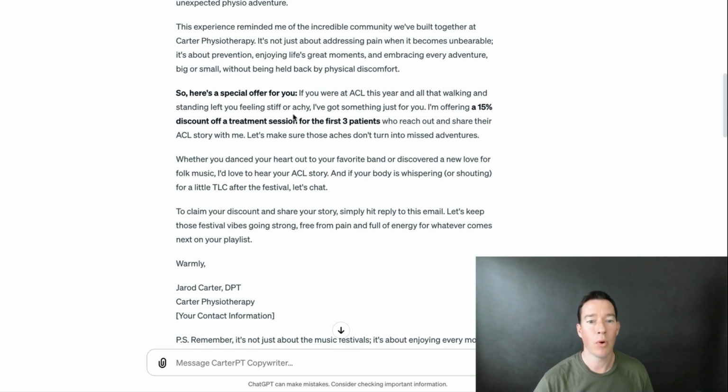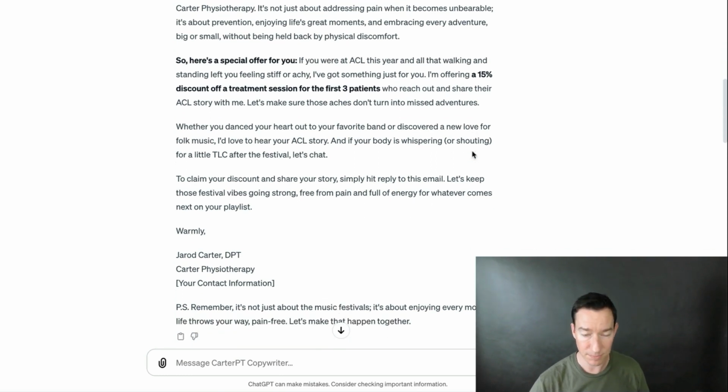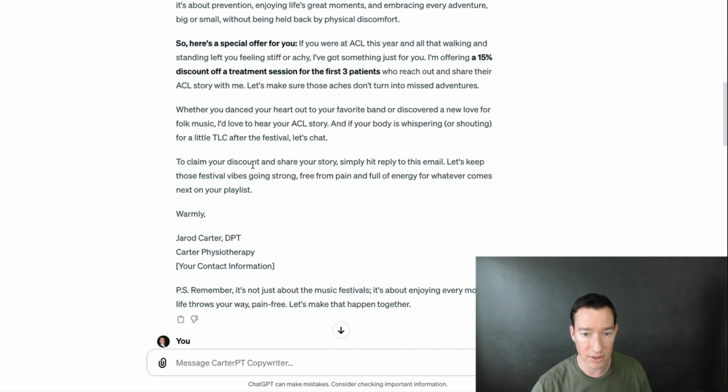If walking and standing left you feeling stiff or achy, I've got something just for you. 15% off for the first 3 patients who reach out with their ACL story. And let's make sure those aches don't turn into missed adventures. So, a little bit more there. To claim your discount and share your story, simply hit reply to this email.